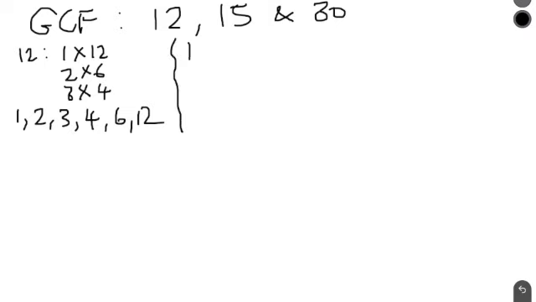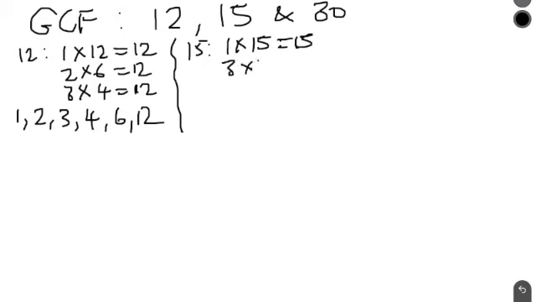Okay, all the factors of 15: 1 times 15. And just to keep in mind, the factors are the numbers that, when multiplied together, will give you that number you're looking for, okay? So make sure you're not confused. So 1 times 15 and 3 times 5. So all the factors in this case would be 1, 3, 5, and 15.